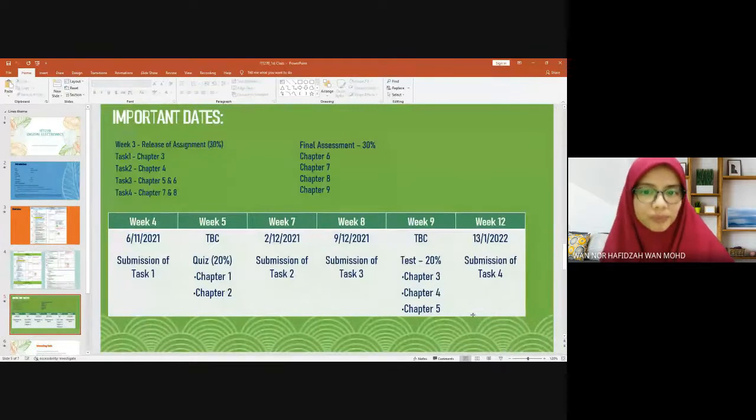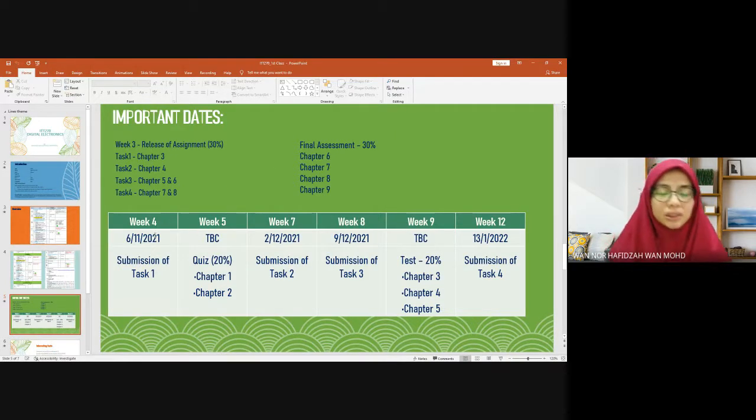So I'll show you the important dates. Week 3, we will release the assignment: task 1, task 2, task 3, and task 4. My advice is please don't wait until the due date. If you can submit earlier, it's better. And then the final assessment, chapters 6, 7, 8, and 9, 30%, date to be confirmed.